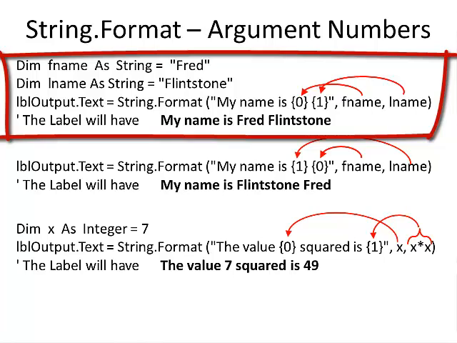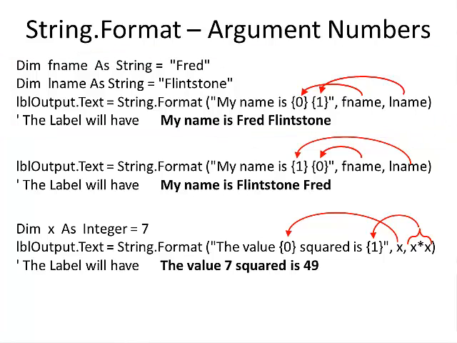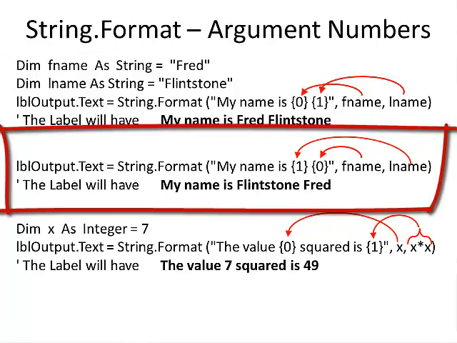So fName is the argument 0 that shows up where it says curly brace, 0, curly brace. lName is going to show up where it says open curly brace, 1, close curly brace. So that's my argument 0 and my argument 1. It says, my name is Fred Flintstone. If you believe it. The next example, lblOutput.text.